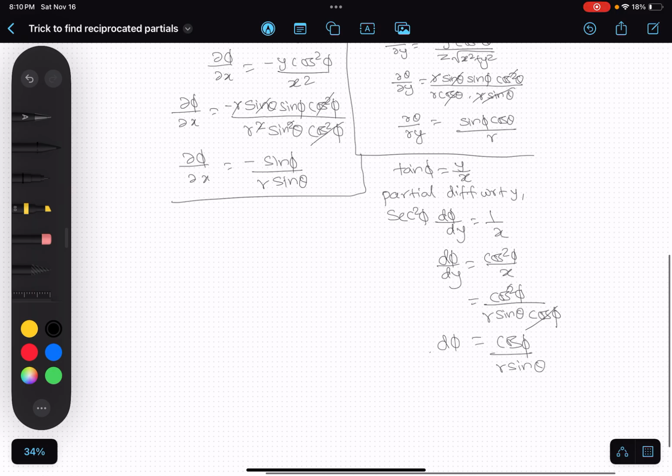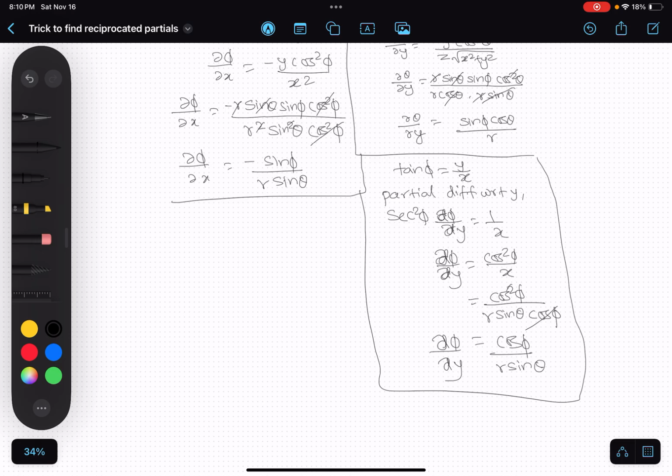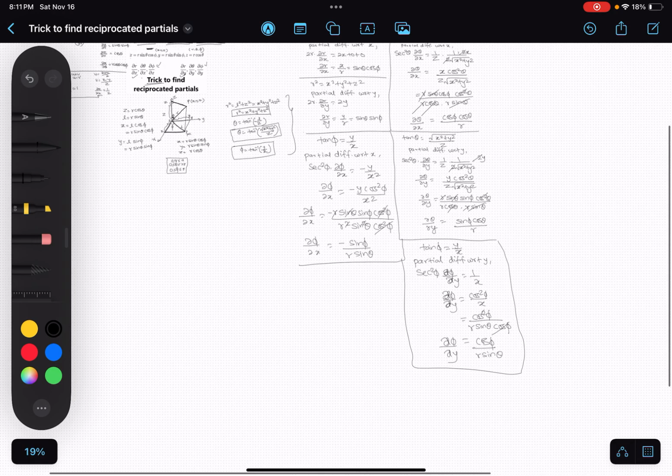∂φ/∂y. Not d, this is partial, not complete differentiation. Yeah, cos phi by r sine theta. So all of them are right, and this is how you can do all of them just from intuition, just from the figure.